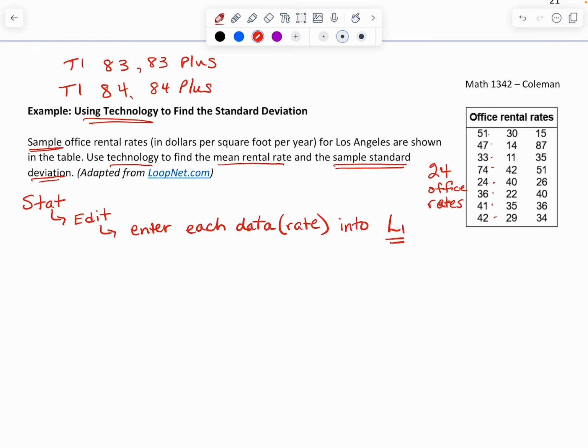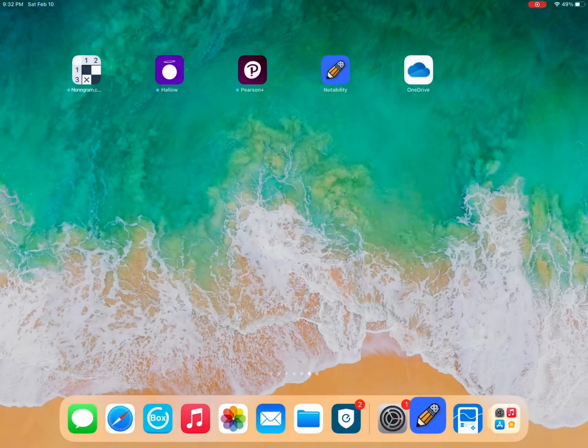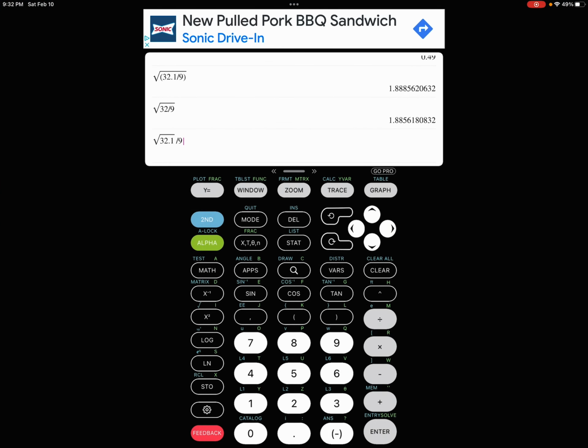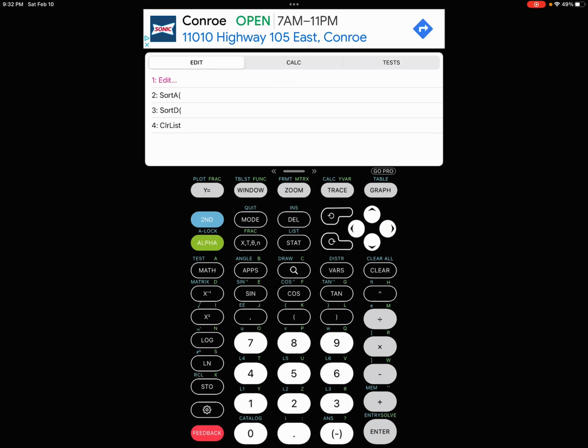So if you're borrowing a calculator, if you've done anything with statistics before in the past, if you've ever done things with lists before in the past, your calculator will be wherever it was last left. So be very cautious of that. All right, stat button.